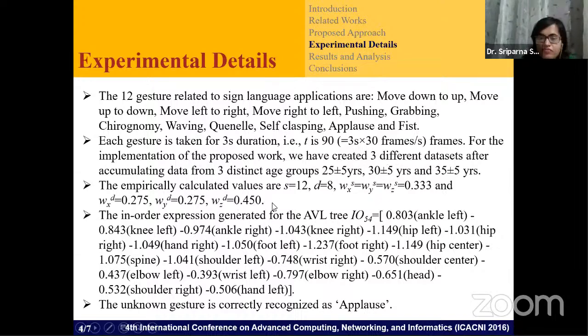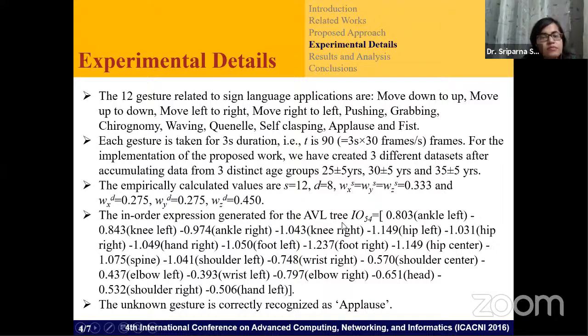And we have empirically, that is basically manually, calculated the values of static and dynamic by checking how the gestures are performing. You can just check the gestures, which are basically the movement of the hand. So the core body and the legs belong to the static joints, and the dynamic joints are the hand joints. These are the weights that are being considered, and these are the weights for the dynamics.